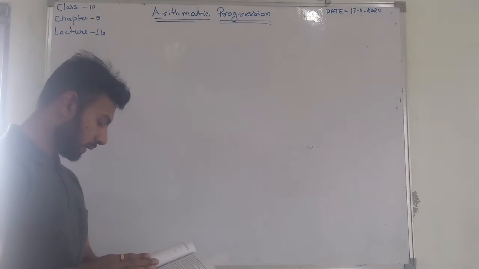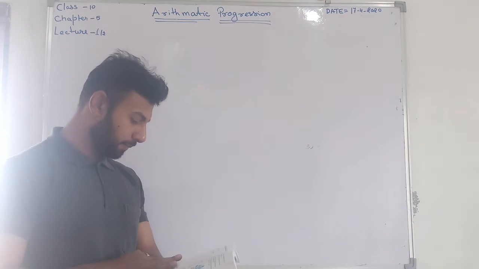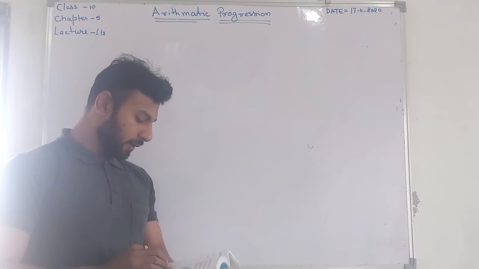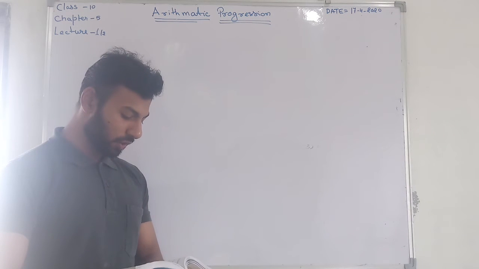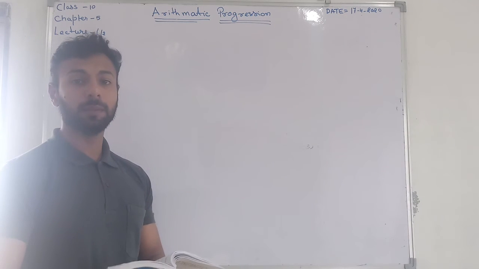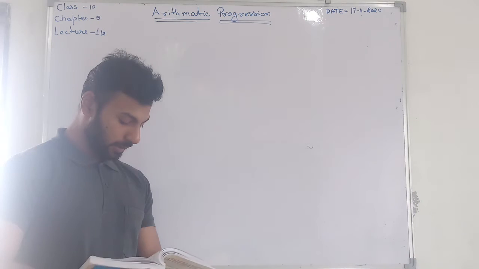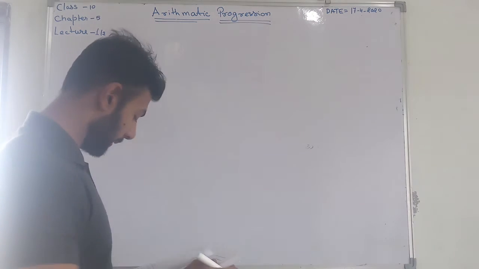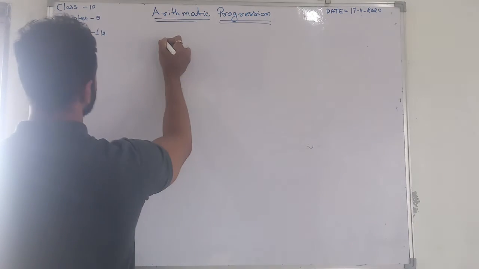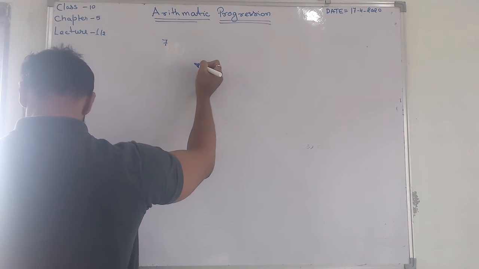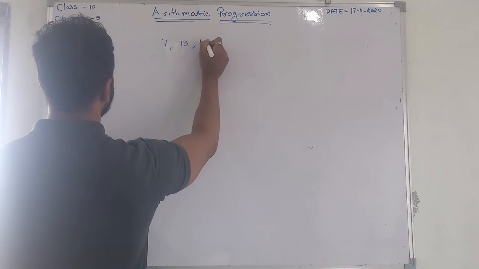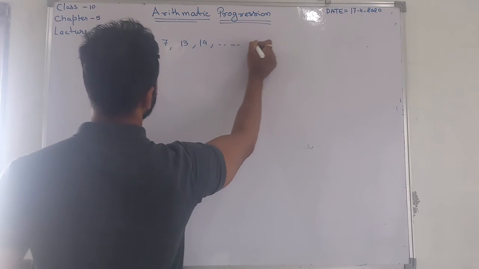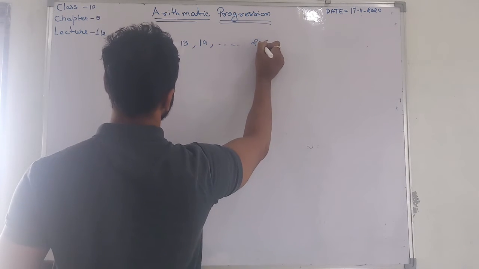One of the questions from NCERT exercise 5.2, question number 5. Find the number of terms in each of the following APs. AP is arithmetic progression. The AP given to us is 7, 13, 19, ..., 205.